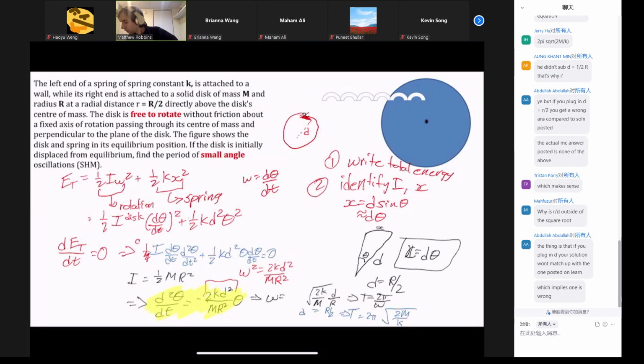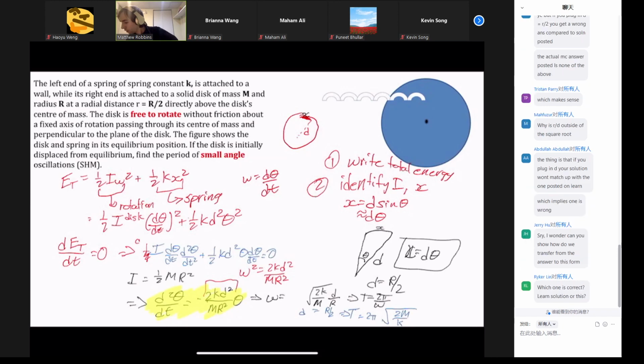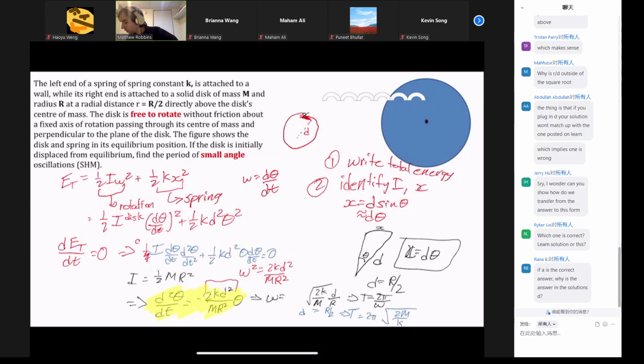Right, yes. So the way that I got d divided by r was by keeping the location of the spring arbitrary. I know that it's somewhere on the disk, but I don't know where on the disk it's going to be. So that's why I wrote it as d.